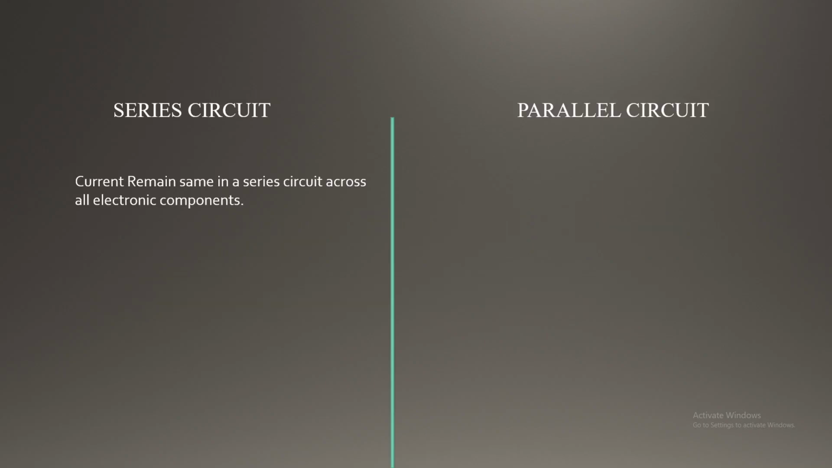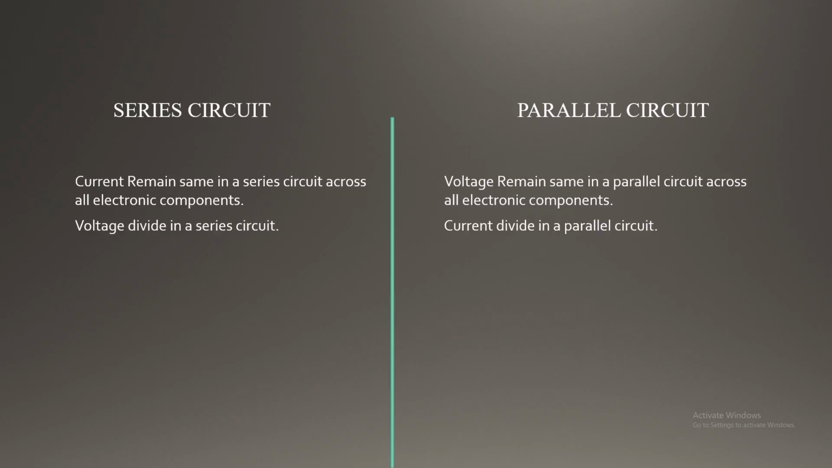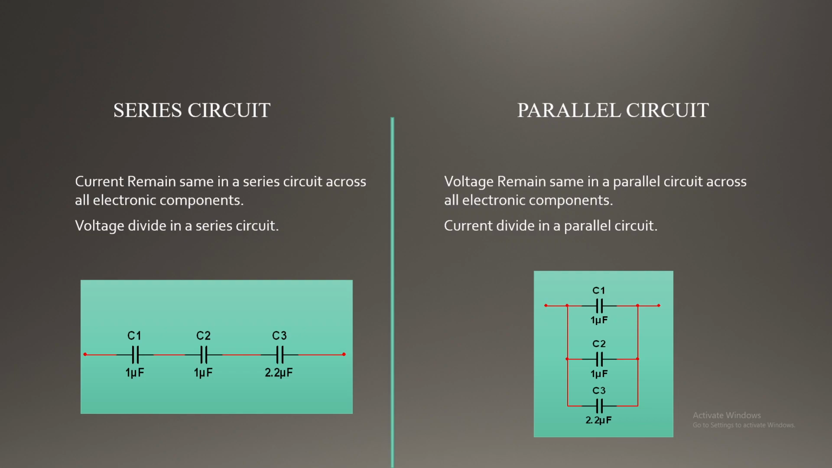So current remains the same in a series circuit across all the electronic components, and voltage remains the same in a parallel circuit across all the electronic components. So in a series circuit, voltage divides, and in a parallel circuit, current divides. So you can see the series and parallel combinations here. These components are connected in series, so it's a series combination, and these components are connected in parallel.